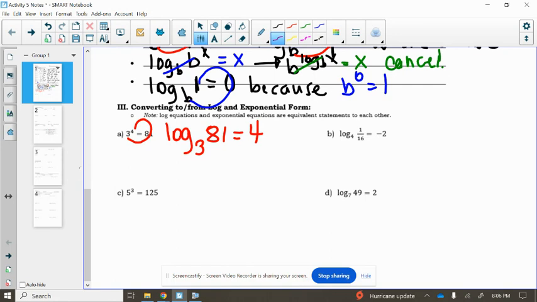And if we want to rewrite this logarithm in exponential form, the base of the log is the base of the exponential to that negative second power equals 1 over 16.